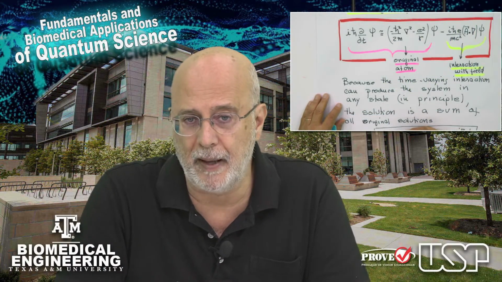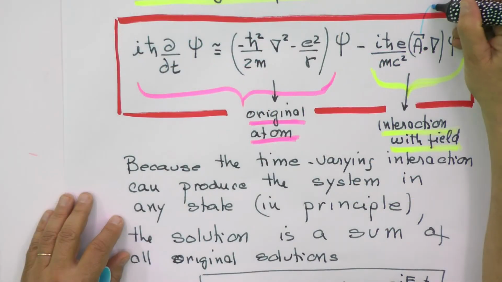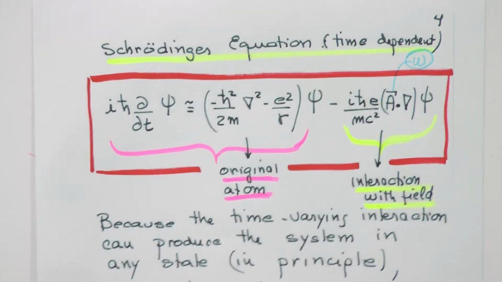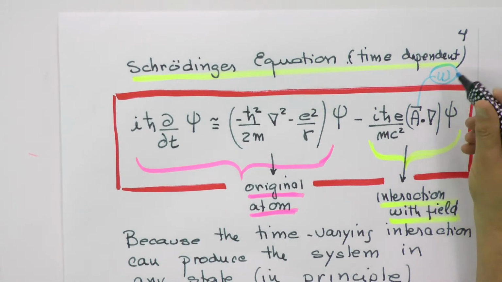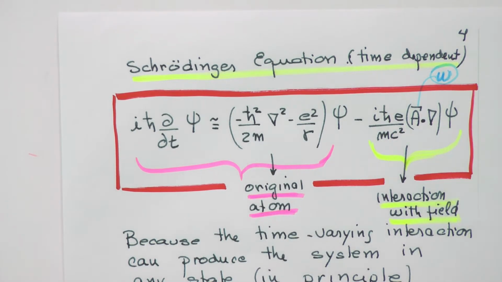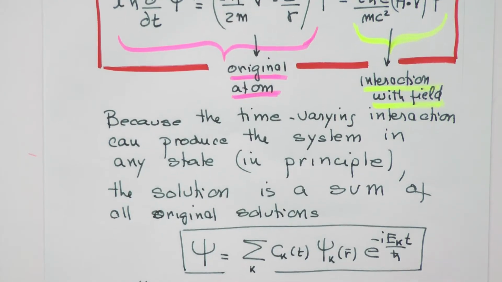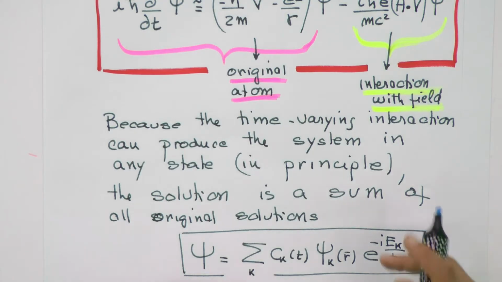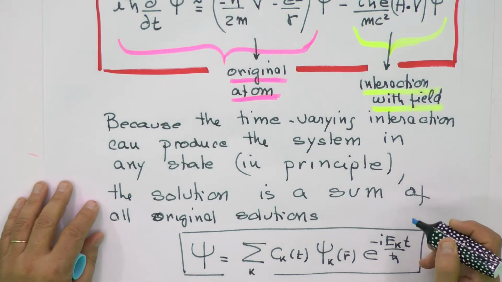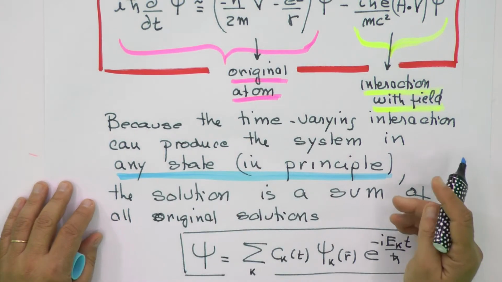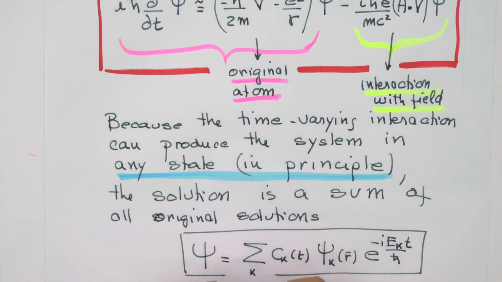And of course, that will depend on the frequency, because here in A there is the omega, which is the frequency of oscillation of the electromagnetic field. So omega is here. There is an omega here that determines the time oscillation frequency of the electromagnetic field. So in principle, that's why it's going to happen. The system can start in one state and go to many others.